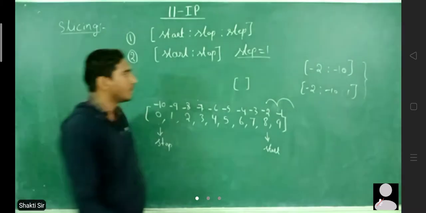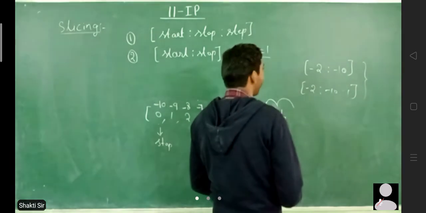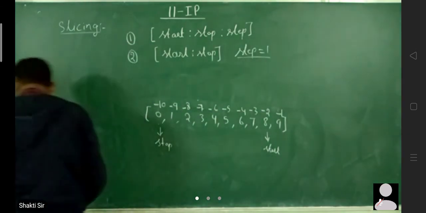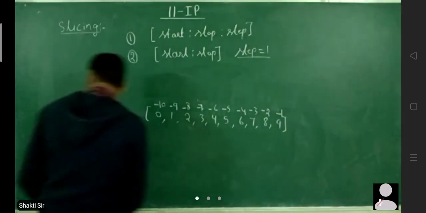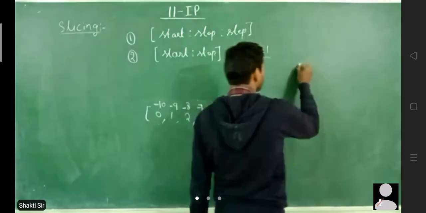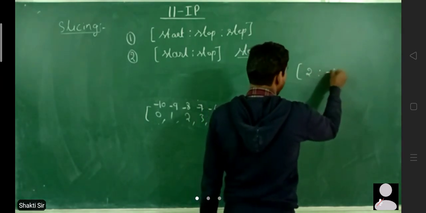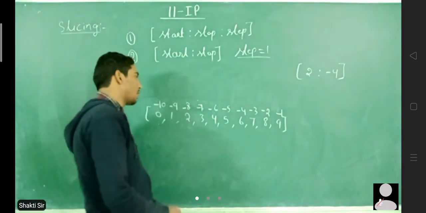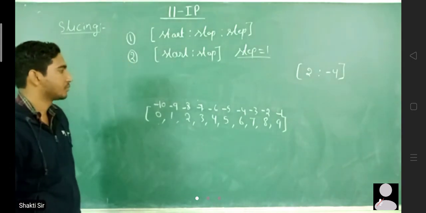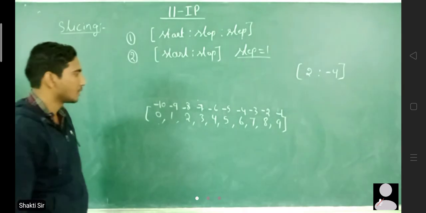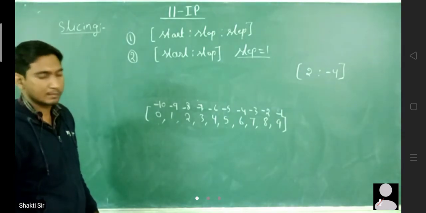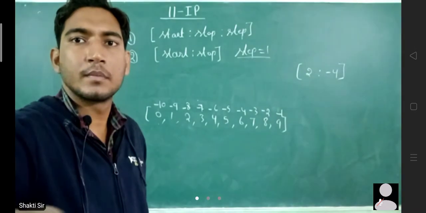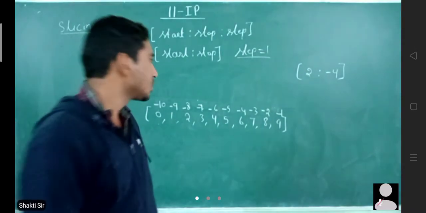Okay, let us see one more thing here. Suppose now I take this, 2 colon minus 4, then what will be the output? ठीक है, so what would be the output? Yeah, 2 3 4 5 will be the answer.